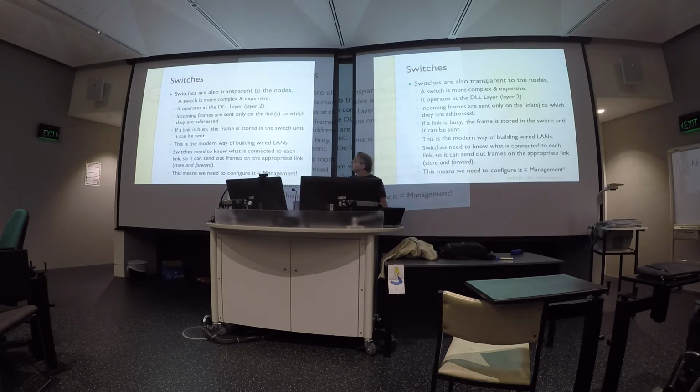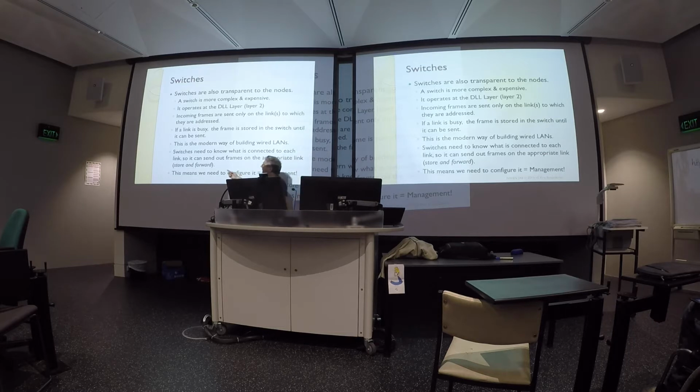It can also do things like dealing with collisions. So if a link is busy, I just store that data packet until the link is free. So I'm suddenly reducing collisions by adding storage into this switch. So you can see it's quite an active element in our network. And this is the modern way of building wired LANs. To do this, switches need to know what is connected to each link so they can send out frames on the appropriate link. This is called store and forwarding.